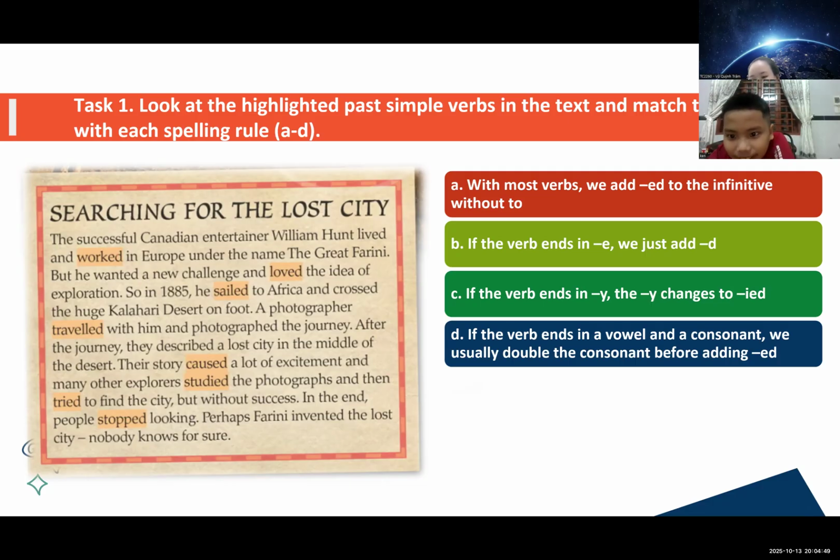I forget what is infinitive. Yes, infinitive means nguyên mẫu. Verb infinitive là động từ nguyên mẫu á con. Ví dụ như từ smile mình để nguyên nó.